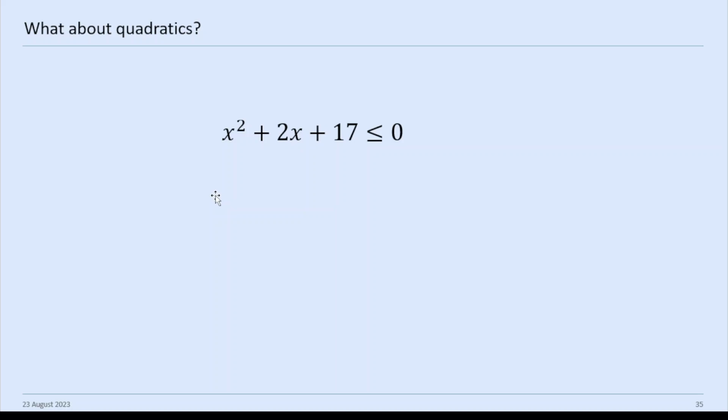What about this one? x squared plus 2x plus 17 is less than or equal to 0. Okay, this is funny, because we can actually write it like this. This is x plus 1 squared plus 16 is less than or equal to 0. It's the same thing. There are no solutions, because that's always positive. x plus 1 squared is always 0 or bigger, because all square numbers are 0 or bigger. And 16 is positive, so this can never be less than or equal to 0. There's no solution at all.